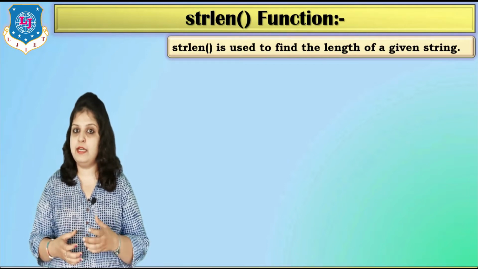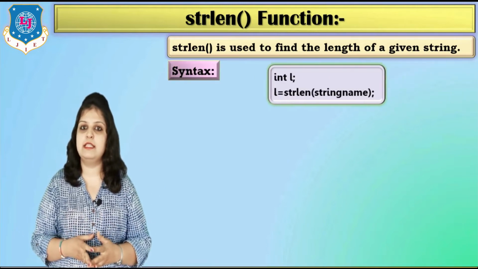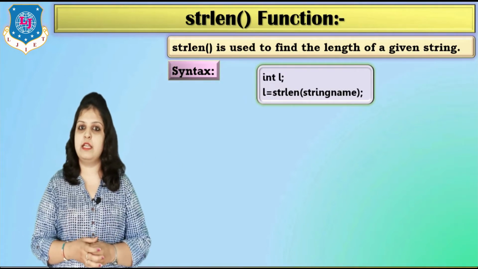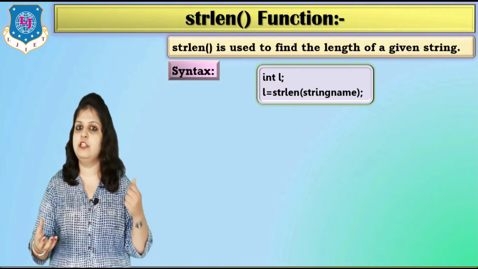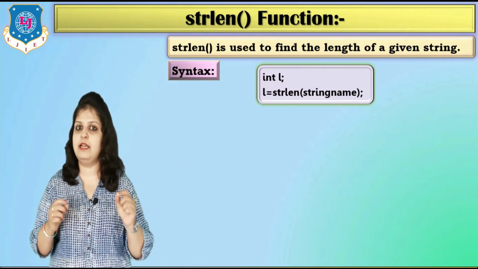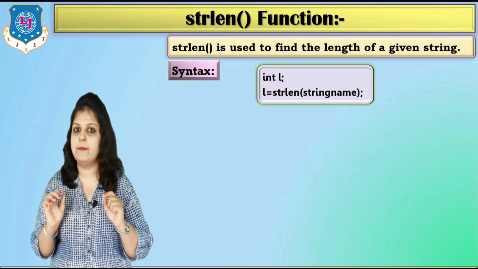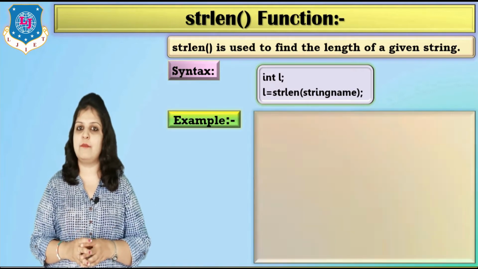So, we can find it directly using this inbuilt function, and the syntax is like, first here I am declaring integer l. Why? Because the length we will always get in integer form. So, l is equal to strlen and in brackets write your string name, which you have taken in your program. Just see the below example.